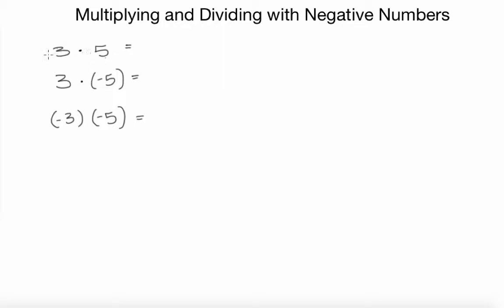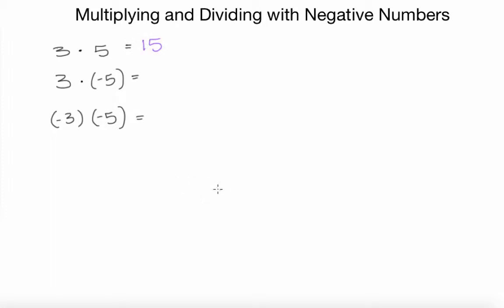Okay, so we got three things here. We got 3 times 5, which is easy. That's going to be 15. We've got 3 times -5 and -3 times -5. Hopefully some easy examples where we're going to really hone in on what's going on, understanding the whole negative idea here. So 3 times 5 is 15, but again, I want to get a picture to understand what's going on.